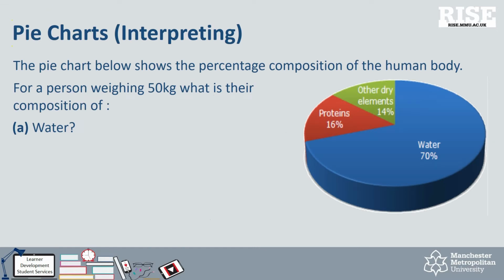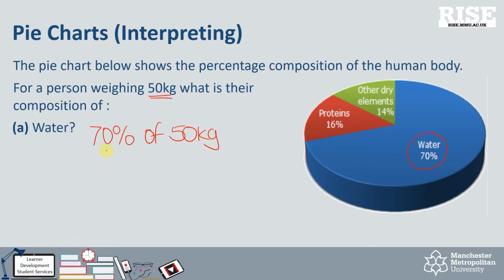We can also interpret pie charts that are a bit more advanced than the basic ones we've just looked at. For instance, if the sections are represented by percentages. The pie chart here shows the percentage composition of the human body. For a person weighing 50 kilograms altogether, what is their composition of water? So how much of that weight is water? We can see from the pie chart that 70% of the body is water. So I need to find 70% of that 50 kilograms.